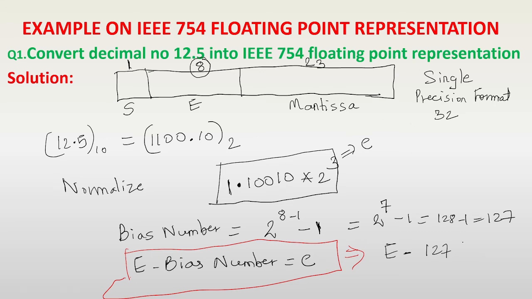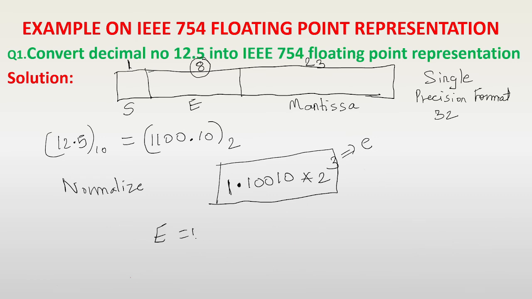So E minus 127 equal to e. The e value we know is 3 over here. How did we get the 3? Because we shifted 3 bits to the right-hand side of the decimal point, so the value of e became 3. So write that 3 over here. So E will be equal to what? 130.